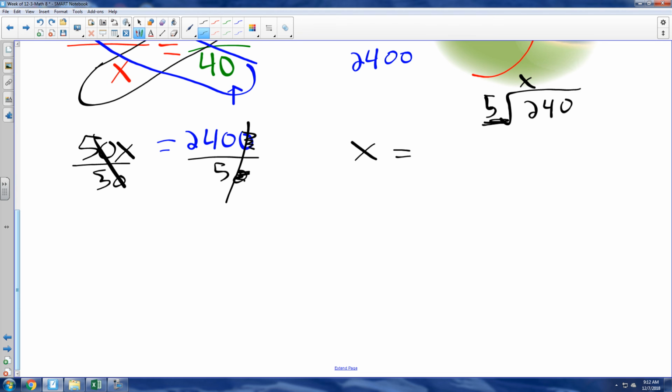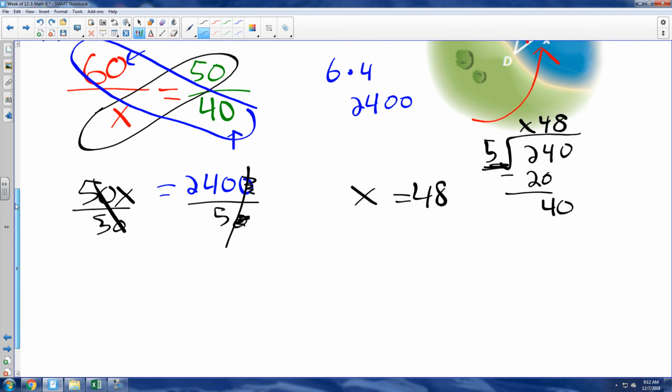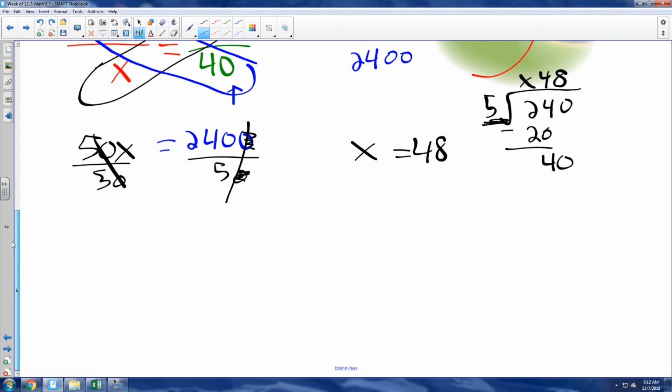Okay? So here's the deal. We're going to have 5 down here. We're going to have to divide into 24. That goes in 4 times, gives us an answer of 20. And 5 into 40 is 8. So x is equal to 48. And I think we had units on that. So x is equal to 48 feet.